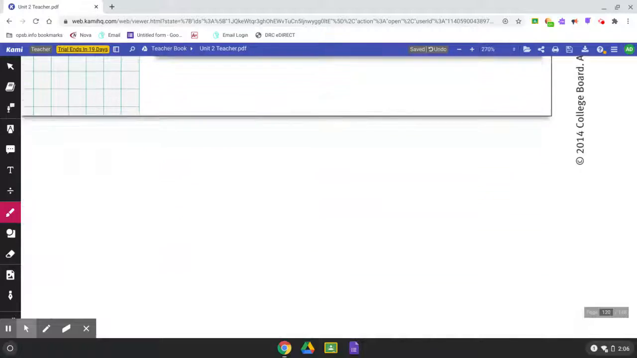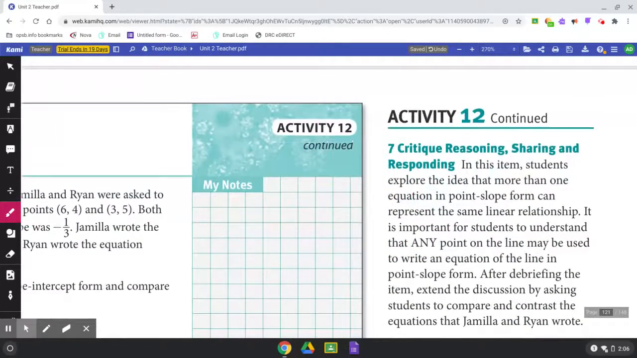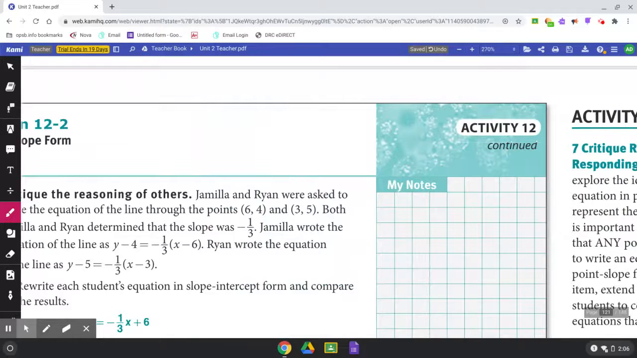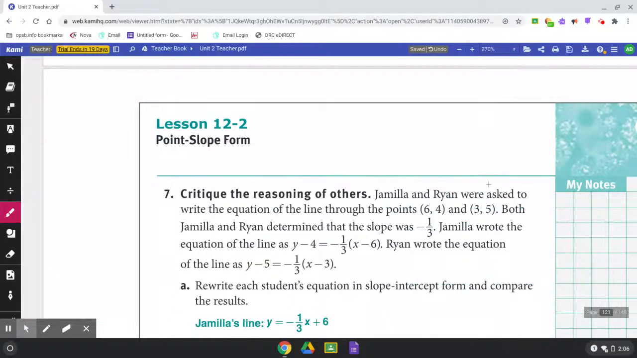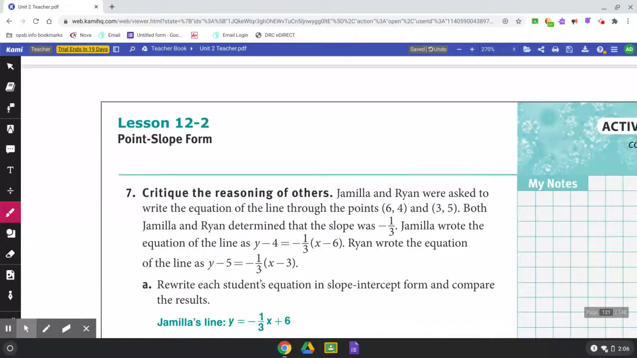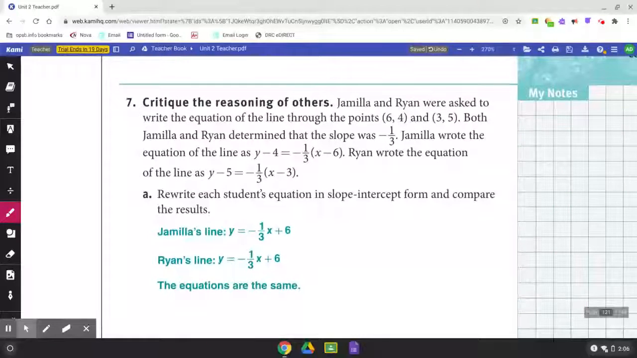Check your understanding 5 and 6. I want you to do individual work on your own. Jamila and Ryan were asked to write the equation of a line through the points 6, 4, and 3, 5. Both Jamila and Ryan determined that the slope was negative 1/3. Jamila wrote the equation of the line as y minus 4 equals negative 1/3 times x minus 6, and Ryan wrote the equation as y minus 5 equals negative 1/3 times x minus 3. Rewrite each student's equation in slope-intercept form and compare the results.